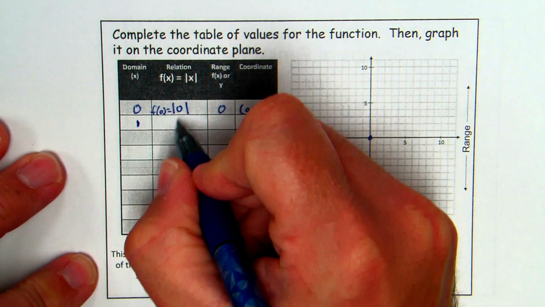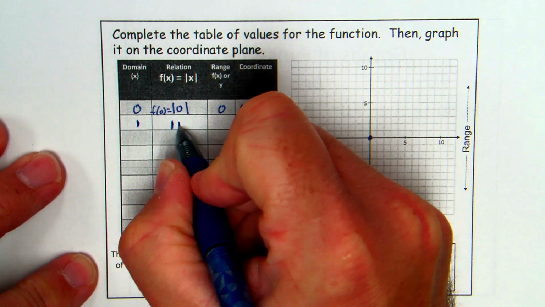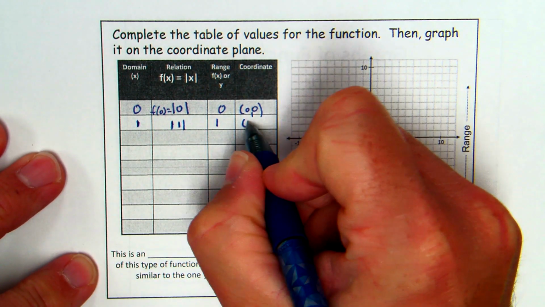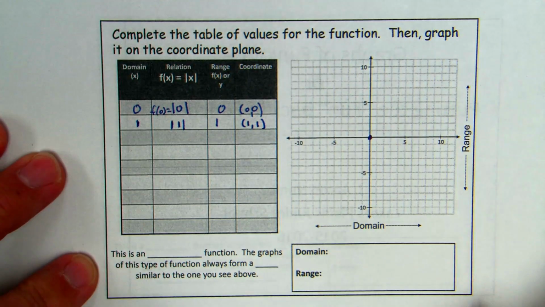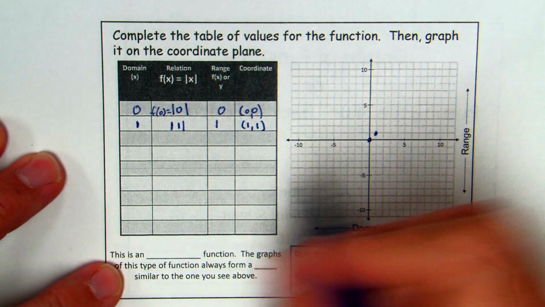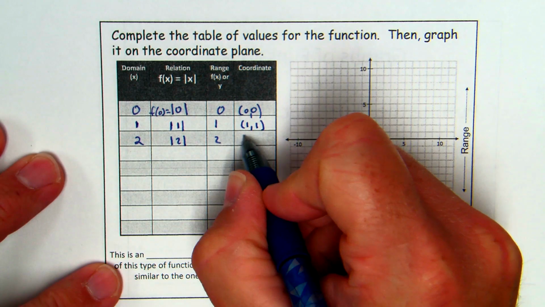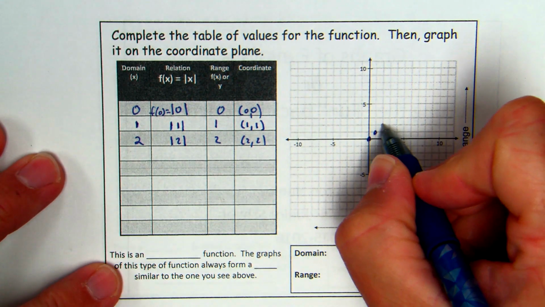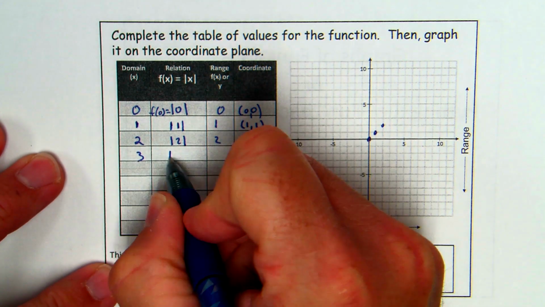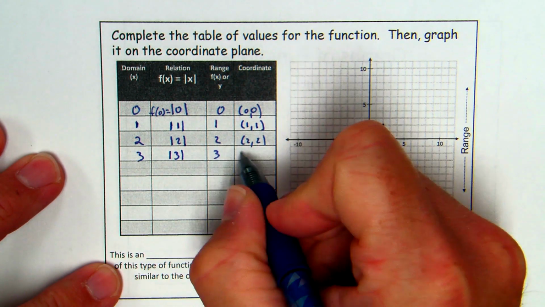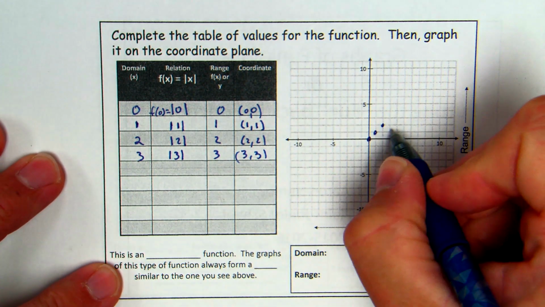I'm going to plug in a 1. I'm not going to write f of 1 because that's going to become tedious. It's not really our focus today. But I get 1, 1. I plug in a 2. Absolute value of 2 is 2. I get the point 2, 2. I plug in a 3. The absolute value of 3 is 3. And I get a point here.